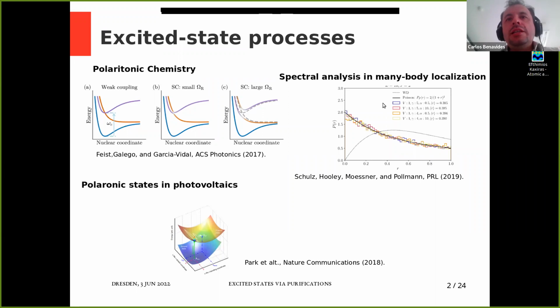Also, for many-body localization, it's important to have the spectral analysis: the behavior of the complete spectrum of a Hamiltonian, not only the low excited states, but actually the whole set of states. Then, given the difference of the energies between them, one can conclude if the system is localized or not localized. And finally, polaronic states are also important for photovoltaics. Of course, these potential energy surfaces play a very important role in photovoltaics.